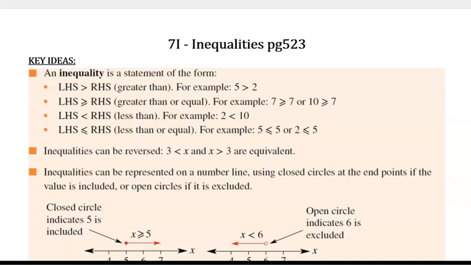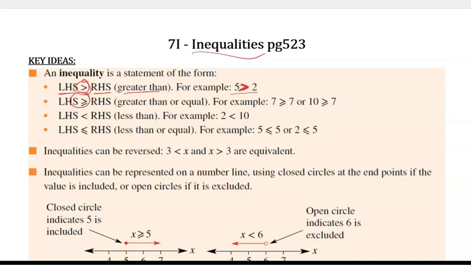We have been dealing with equations, but now we are dealing with inequalities. So the left-hand side could be different than the right-hand side, and we don't necessarily have an equal sign in the middle. If we have an inequality, then the left-hand side can be greater than the right-hand side. For example, 5 is greater than 2. So you think of the crocodile. The crocodile is pointed to the bigger side.